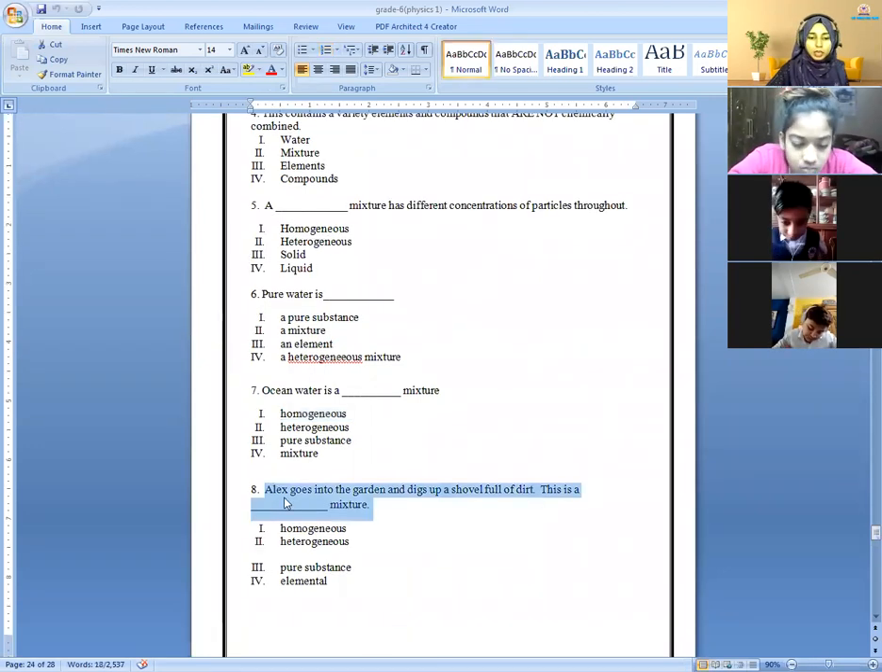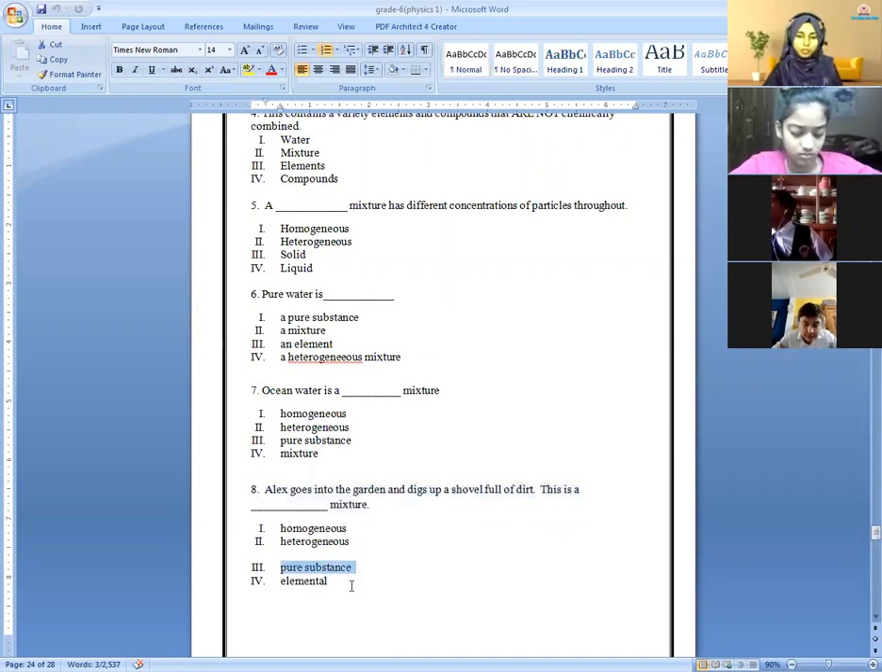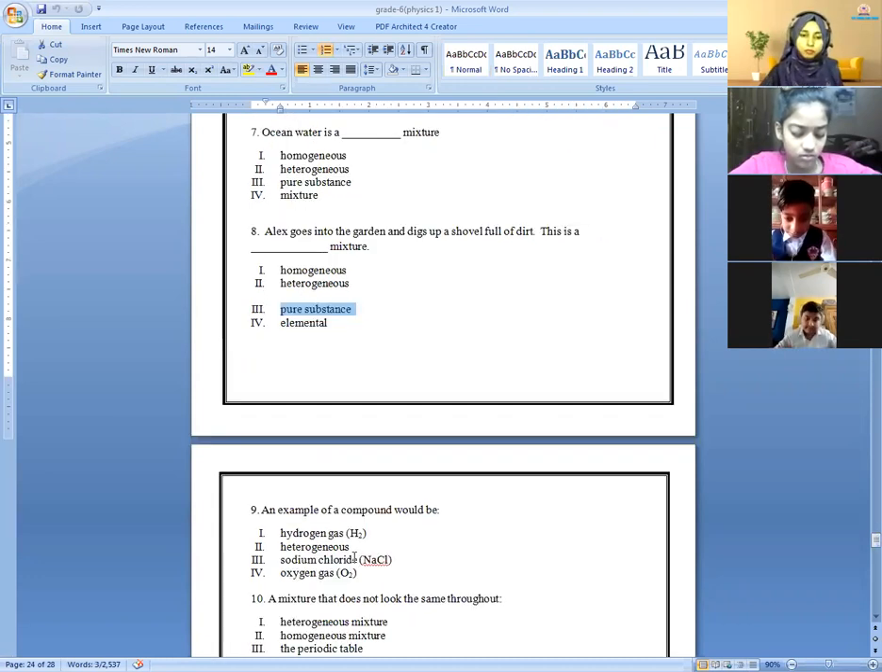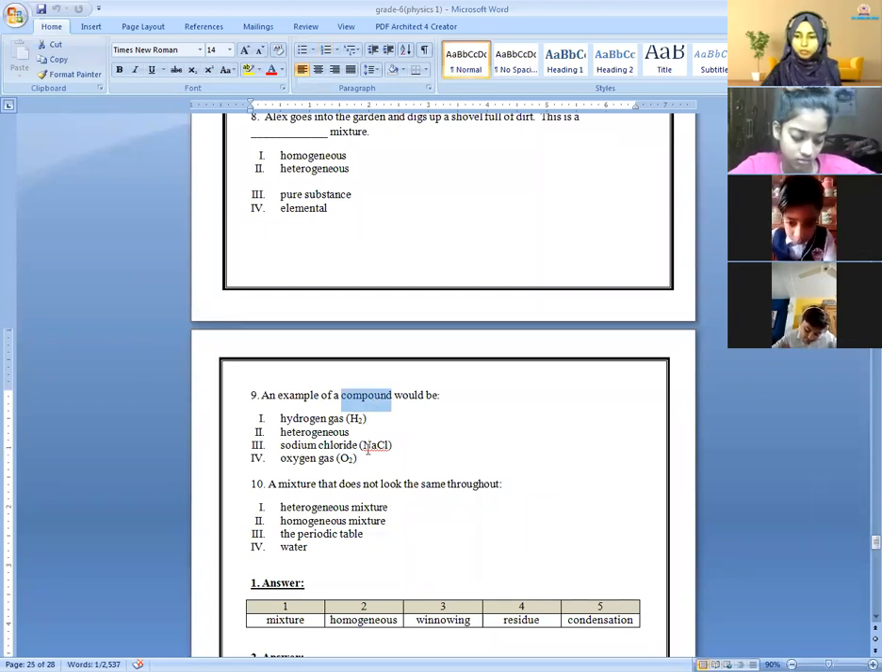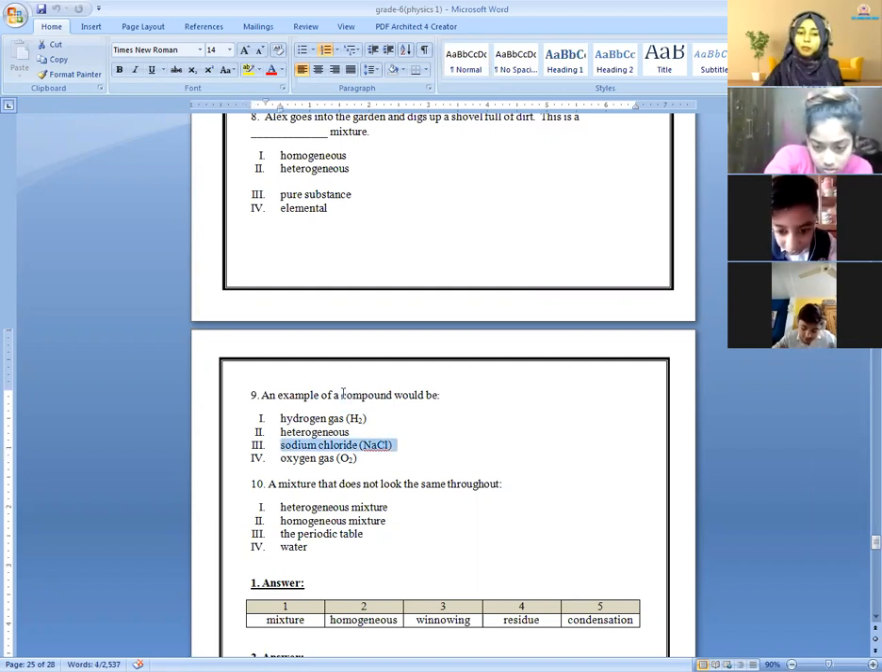Number 8: Alex goes into the garden and digs up a scoop full of dirt. This is a dash mixture. Heterogeneous. Number 9: an example of a compound would be what? See the question, from the options, which one is a compound? Oxygen? No. Sodium chloride. Number three, sodium chloride.